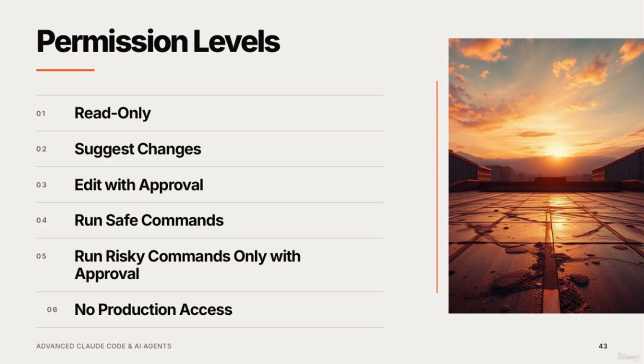Level 5 ramps up the restrictions, letting users run risky commands only after getting explicit approval, providing an additional layer of caution. Finally, Level 6, no production access, completely restricts users from making any changes in production environments, ensuring that sensitive environments remain secure. These permission tiers are crucial for maintaining security and operational integrity, while enabling appropriate levels of access for different roles.